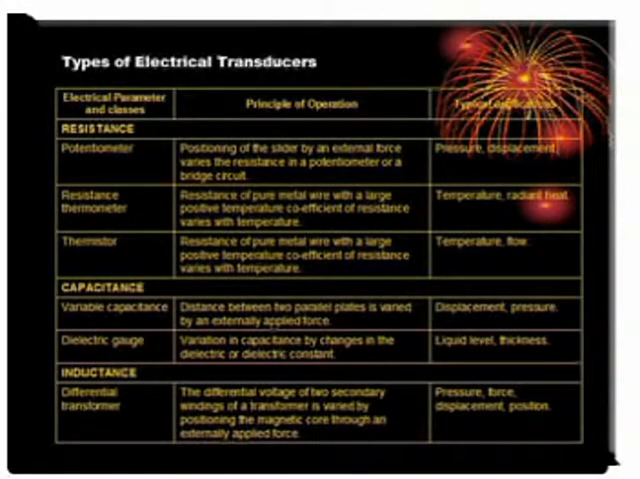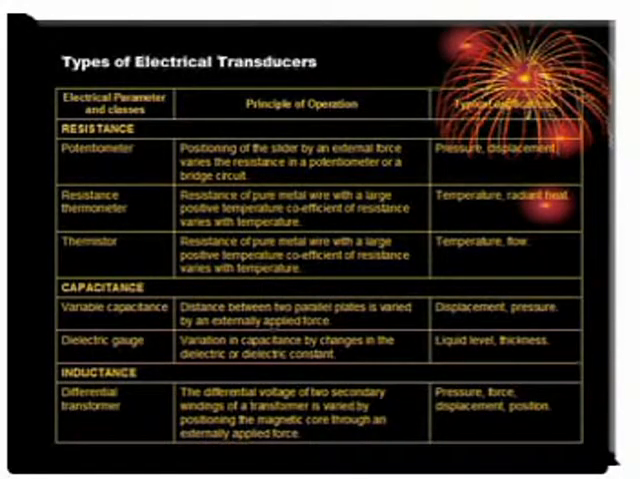For the discussion of resistive transducer, I am going to give 3 examples. First one is potentiometer device. The working principle is position of the slider is varied by applying external force, so that it gives a change in resistance in a potentiometer circuit or a bridge circuit.